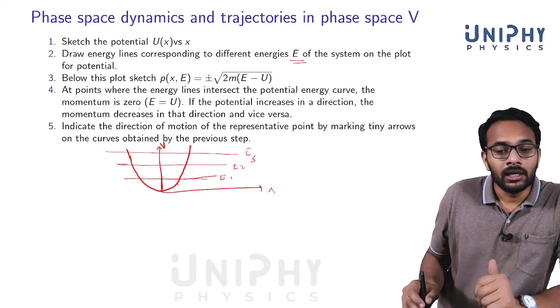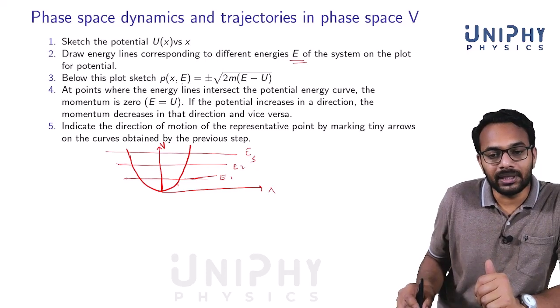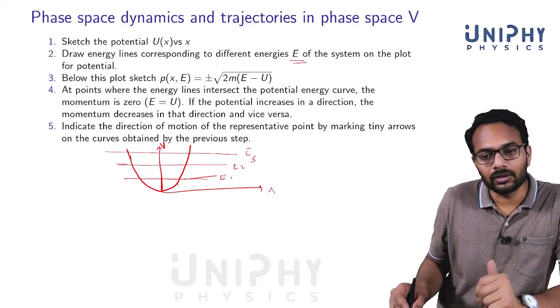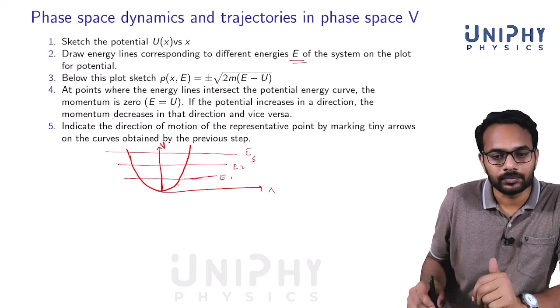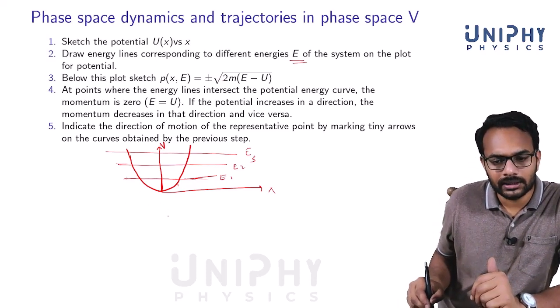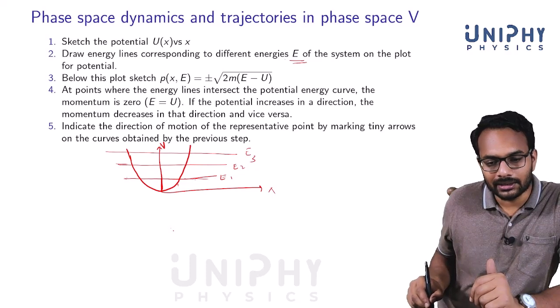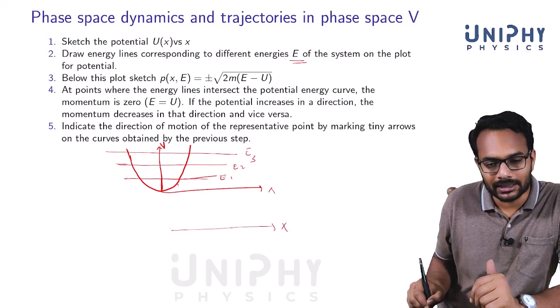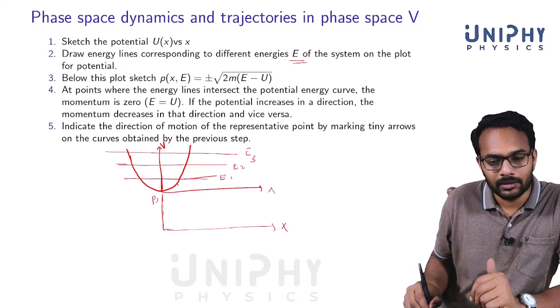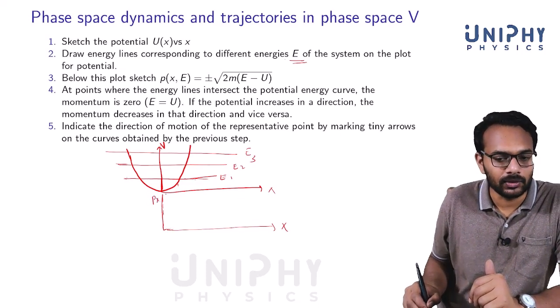Now below this, plot the sketch of p(x, E) equals plus or minus square root of 2m(E minus U). We saw this already. It's easier to plot it below this. We plot x along this line and let's say p_x, because we are dealing with a one-dimensional system. Just below this we'll have x and p_x.